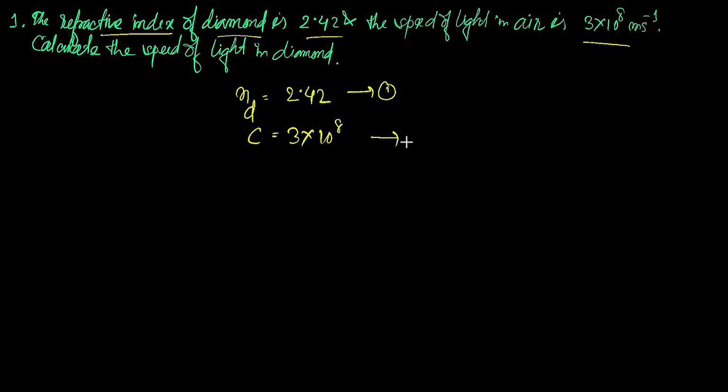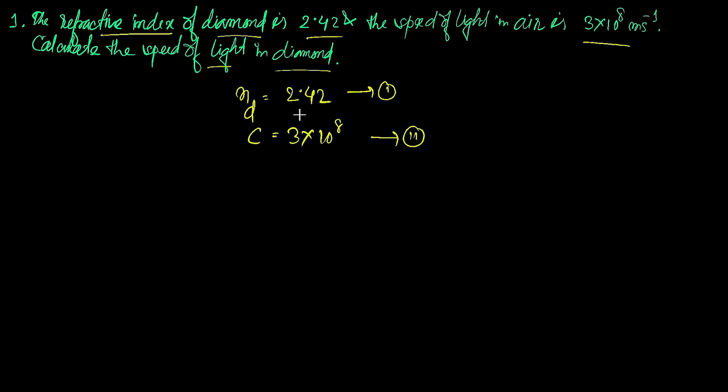Again, the second thing that is given right now. What do we have to calculate? We have to calculate the speed of light in diamond. That means we have to calculate the value of the velocity of light in this medium when it enters the diamond surface. What is going to be its velocity when it enters that medium of diamond, right? So, a simple question.